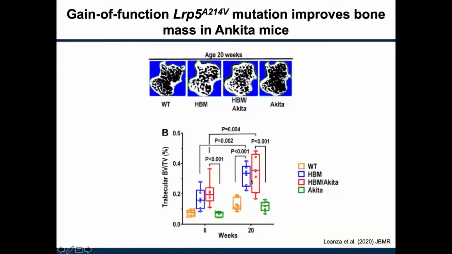And if you focus on the blue and the red bars, then you can see that there's no difference in the bone volume between the control high bone mass mouse and the diabetic high bone mass mouse. So proposing that really if you activate Wnt signaling, it is beneficial for a diabetic bone.